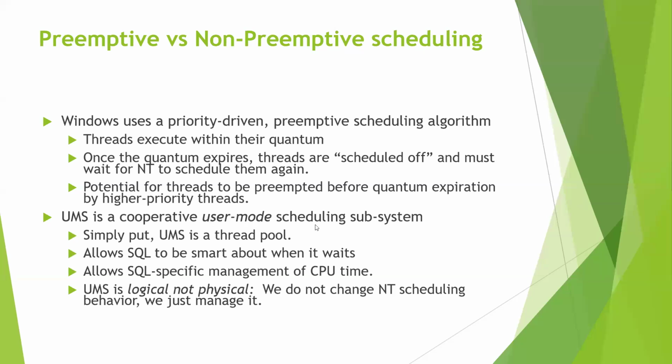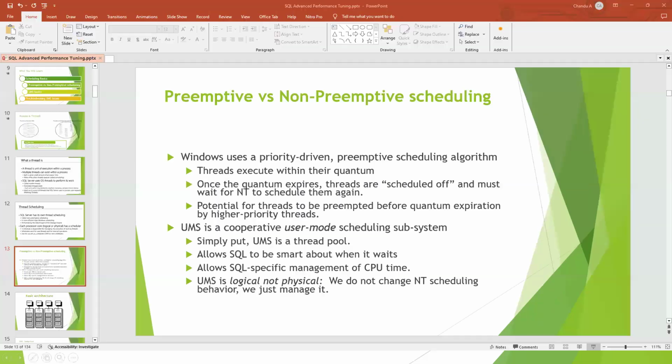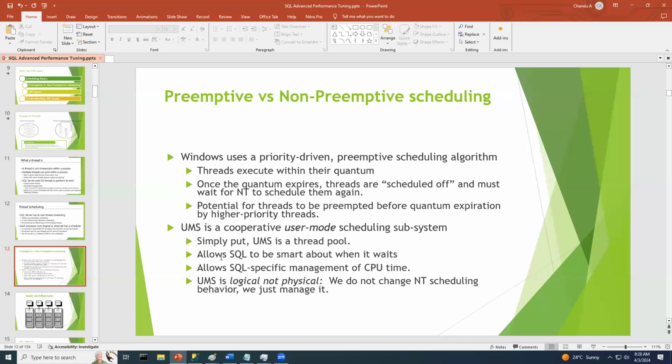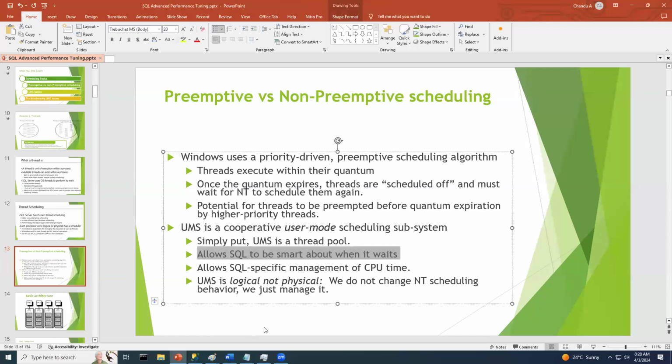UMS is a cooperating user mode scheduler subsystem. Simply put, UMS is a thread pool. As I said, that is how a thread pool works. All the threads will be in the queue and it will allow one thread to execute on the CPU. As soon as the thread is completed, it goes back to the end of the queue. So it allows SQL Server to be smart about when it works. We are controlling how this is executed. SQL Server is controlling this.